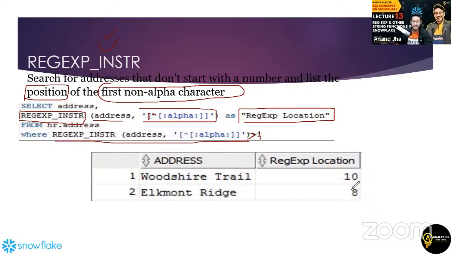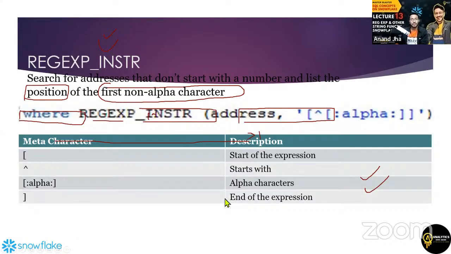Alphabet, but all are alphabet. Why this is 10? Why this is 8?